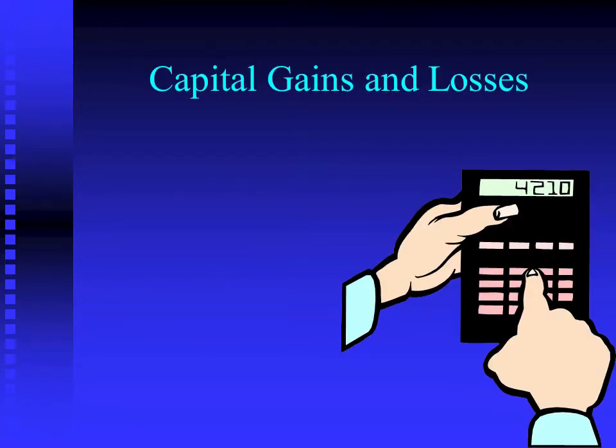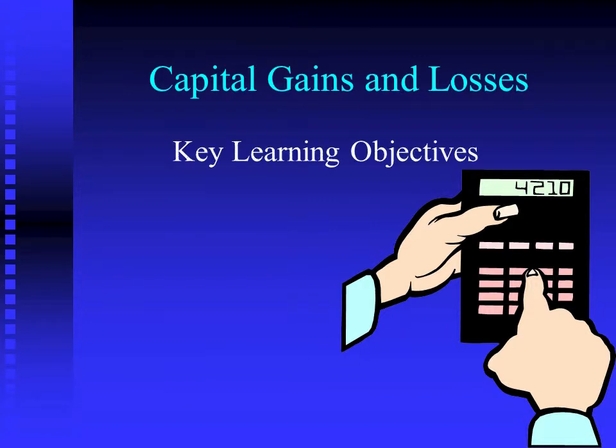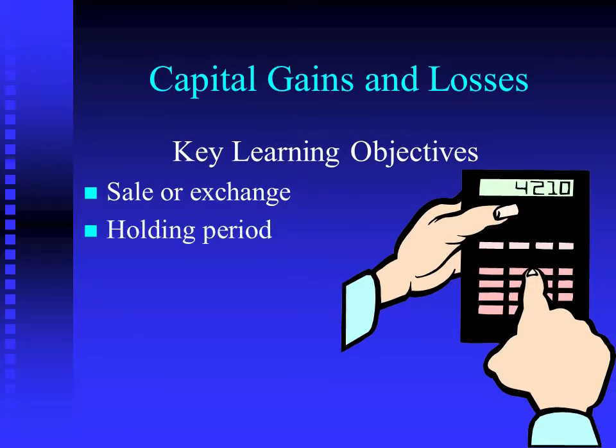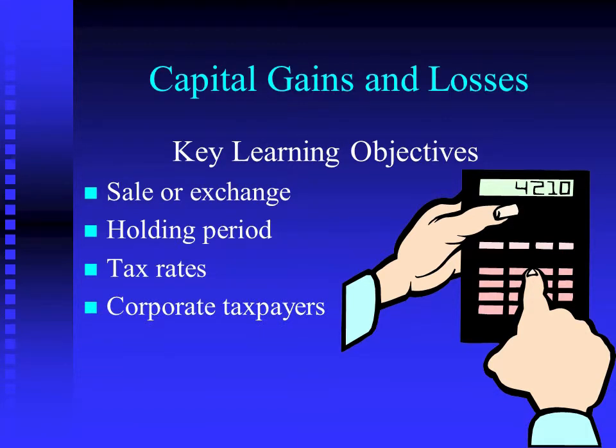All right, now we're going to get into the math, the nitty-gritty of capital gains and losses. First of all, we have to have a sale or exchange. We'll discuss that briefly. Then we'll talk about the holding period that differentiates between long-term and short-term. We'll talk about the tax rates. And then we'll talk about how corporate taxpayers differ from individual taxpayers as these rules are applied.